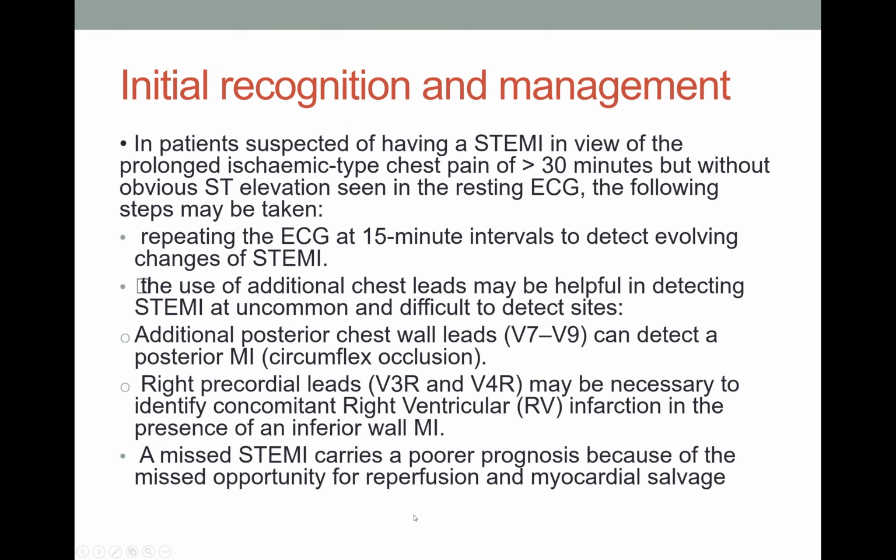Okay, so this is what I just mentioned just now for the STEMI chart, where initially when we diagnose a patient with STEMI, there are 4 things we need to do. First, of course we need to know how to recognize it. If we see a patient with suspected STEMI but you're unsure, we can try repeating the ECG at 15 minute intervals, and we can use additional chest leads as well, such as V7 to V9, the right precordial leads, to detect posterior or right ventricular infarct.